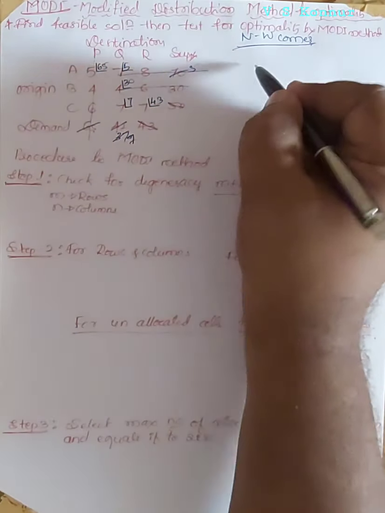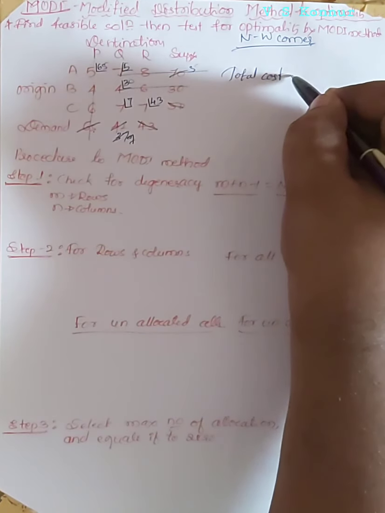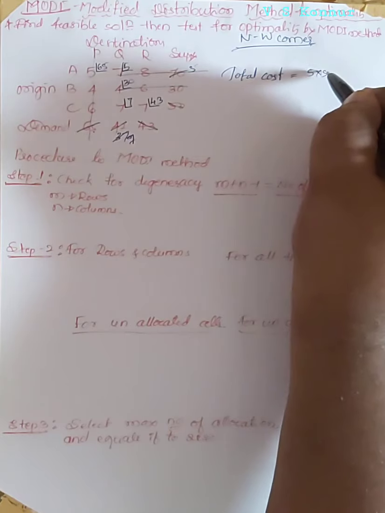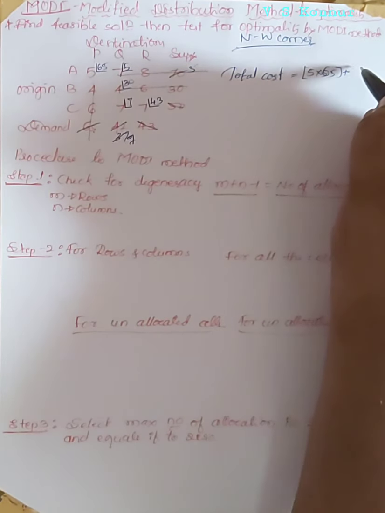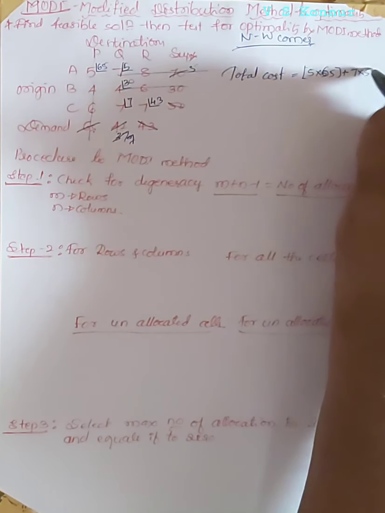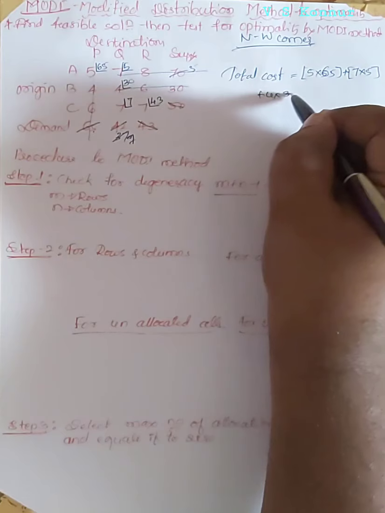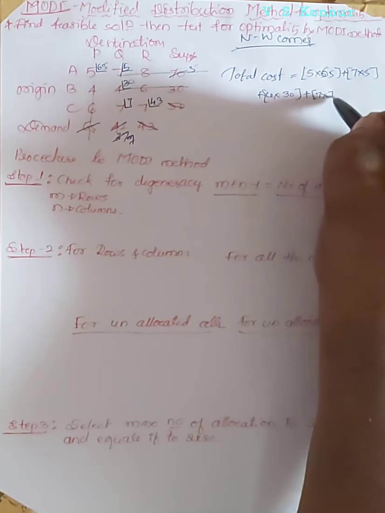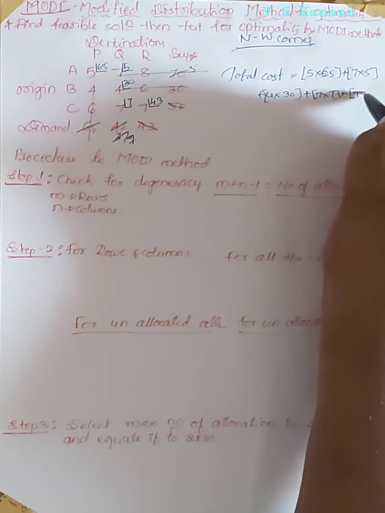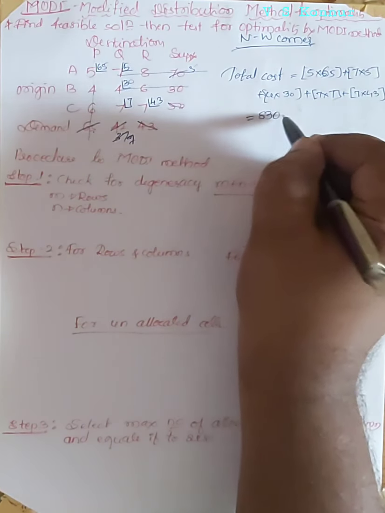So now the total cost is 5 into 65 plus 7 into 5 plus 4 into 30 plus 7 into 7 plus 7 into 43. So we will get a total cost of around 830 rupees.